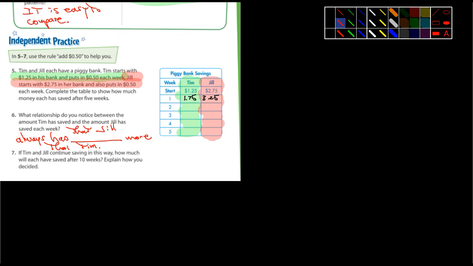Then it says, if Tim and Jill continue saving in this way, how much will each have saved, not just one of them, each, after 10 weeks? Okay, so I like that. Another classcraft question for you. Of course, that one's in blue now. Okay, let's look at the last page here.